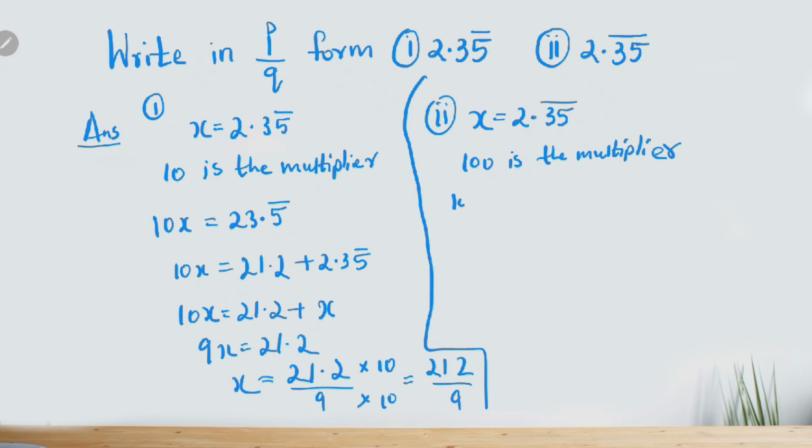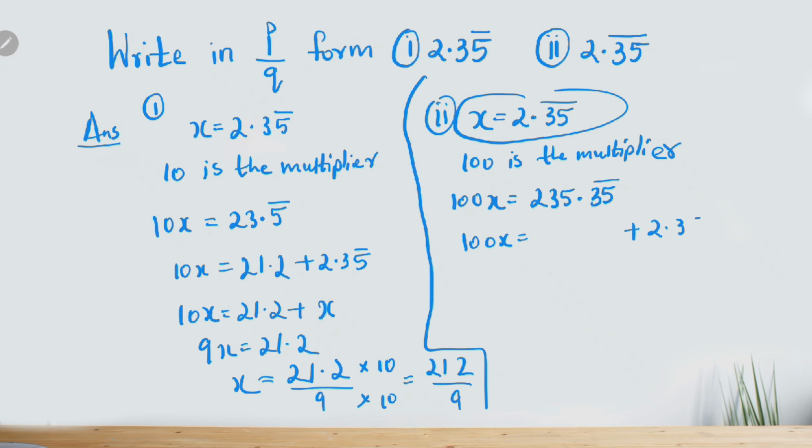Here 100 is the multiplier, so 100x will be equal to 235.35 bar, because 35 bar means 35, 35, 35, it continues. Now again, in the next step, we want to bring x, so we are going to split this. So let's write x here. Some number plus x, which is 2.35 bar, will give us this number back.